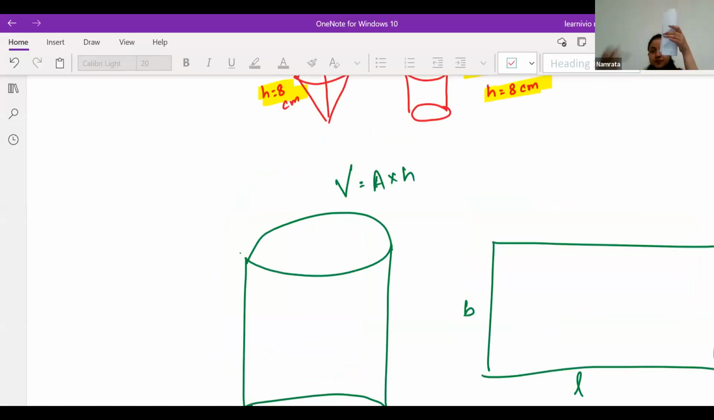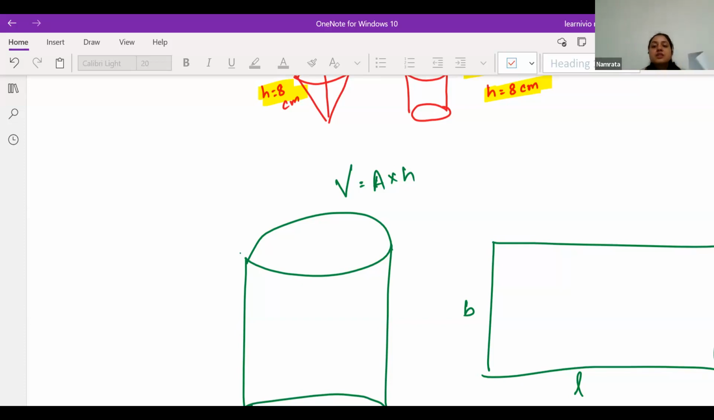Can you see a rectangular sheet, and folding it to get a cylinder out of it? Yes, ma'am. So basically this part is the length and this part is the breadth. Once you fold it, you will see the length is getting utilized and is now working as the circumference of the circle, right? Yes, ma'am.